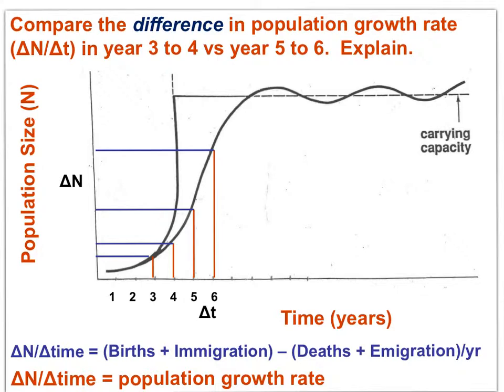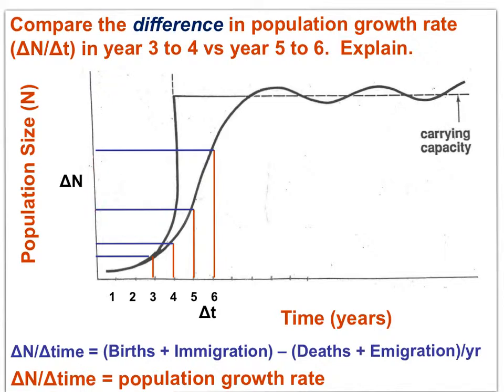Maybe this slide will make the exponential growth more clear. I've asked, compare the difference in the population growth rate, which is delta n over delta t, in year 3 to 4 versus year 5 to 6. You can see that the number added to the population in year 3 to 4, which is 1 year, is less than the number added in year 5 to 6, also 1 year.